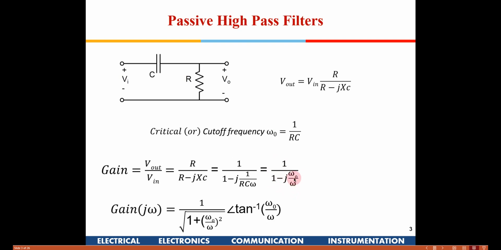Now writing this in polar form, I can write the magnitude will be 1 divided by root of 1 plus omega 0 by omega whole squared, and the angle will be written as tan inverse omega 0 by omega, right? This is x by y.